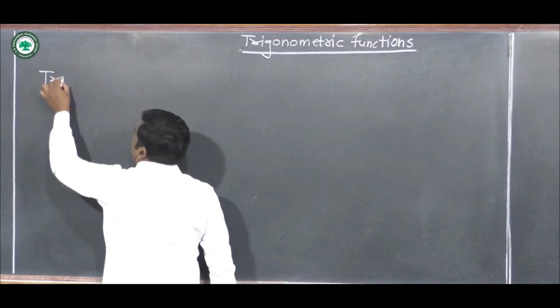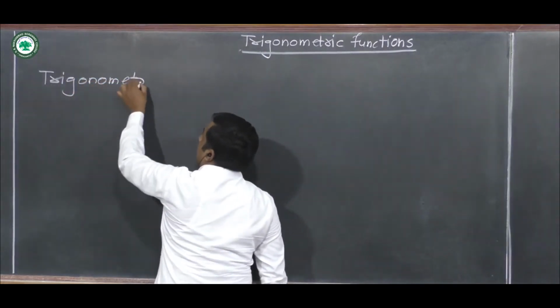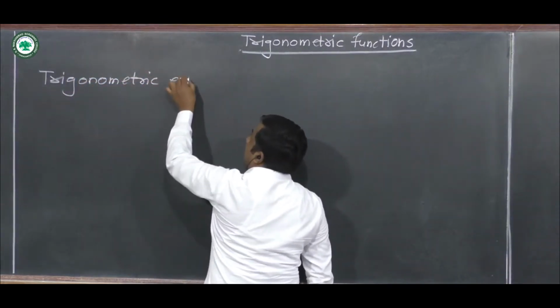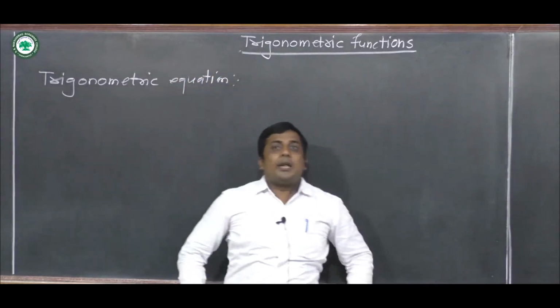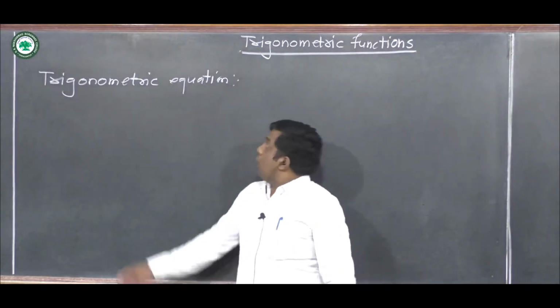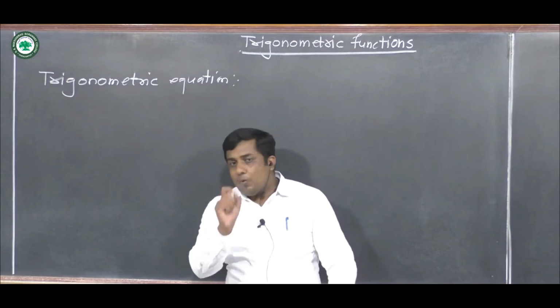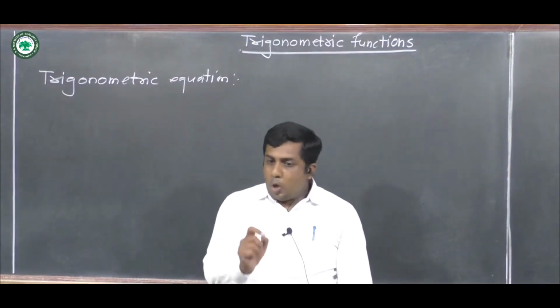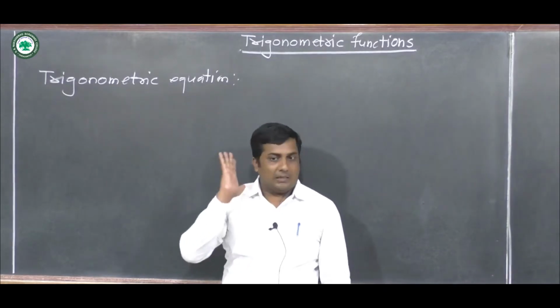Now, what is a trigonometric equation? A trigonometric equation is an equation which contains trigonometric functions. I repeat again, a trigonometric equation is an equation which involves some trigonometric functions with unknown angles.